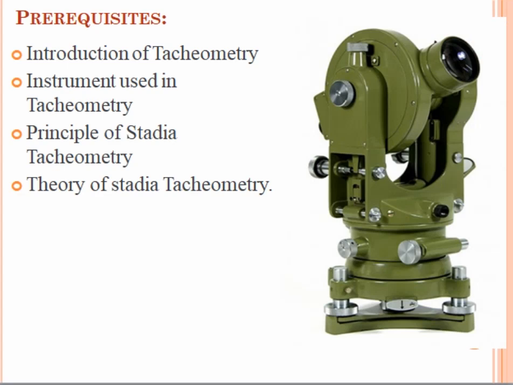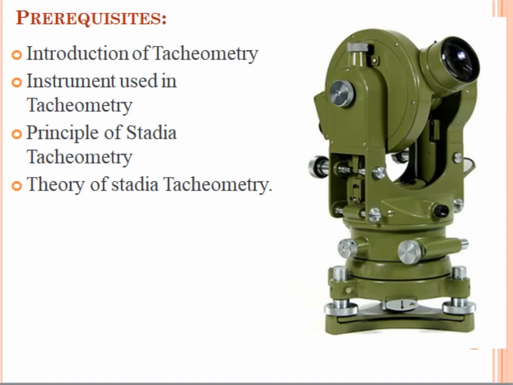In the previous lecture we saw the principle of tachometry. So what is the principle of tachometry? Anyone tell me? It is the property of isosceles triangles, where the ratio of the distance of the base from the apex and the length of the base is always constant.